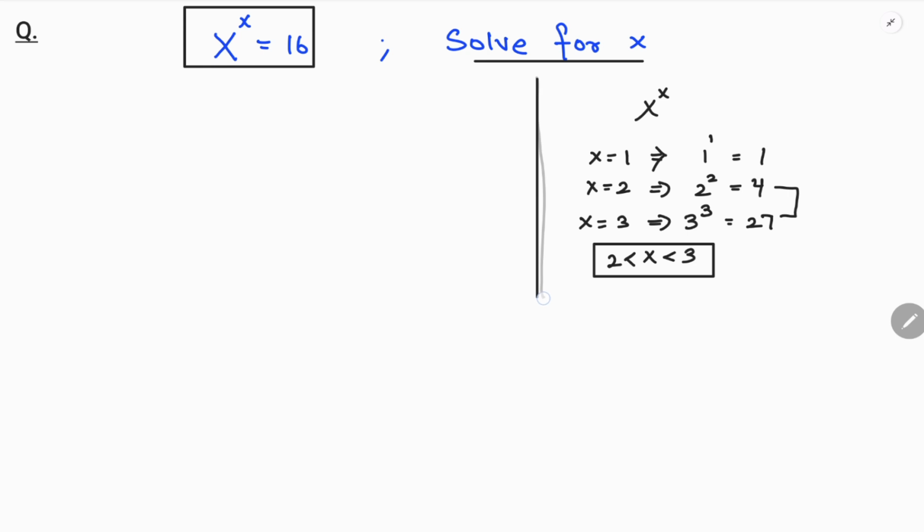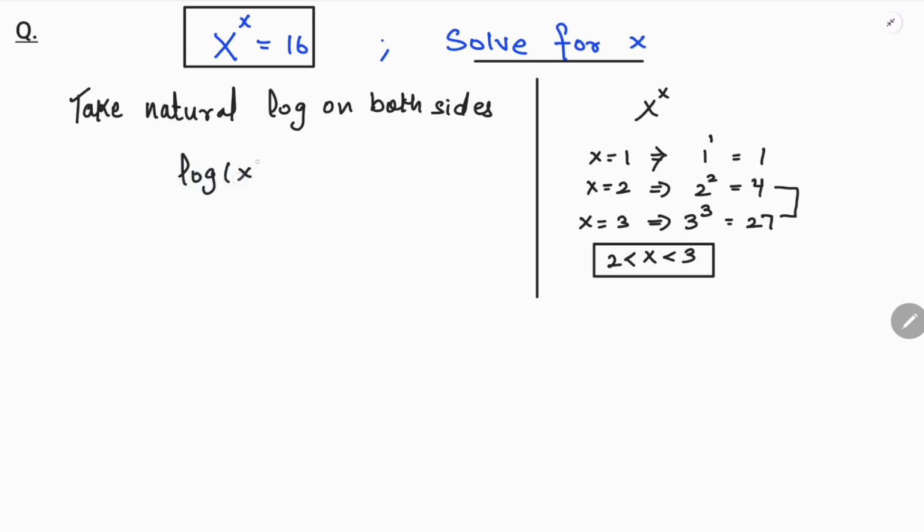Whenever we are given that x is in the power, in the exponent, you always take log on both sides, okay? So I will take natural log on both sides. Usually we write it as ln, okay? I will denote it with log. So what will I get now? Log of x raised to power x is equal to log of 16, right?